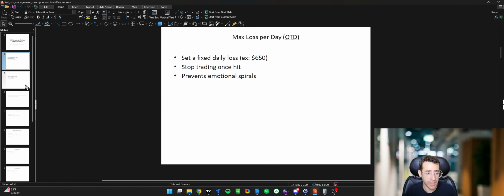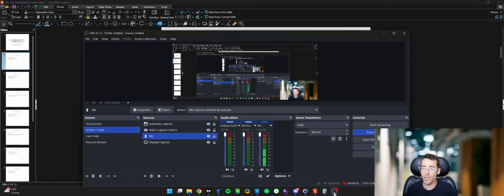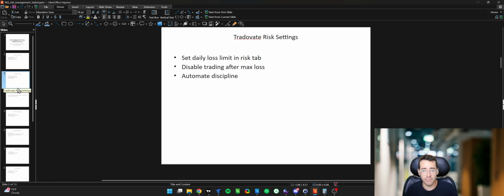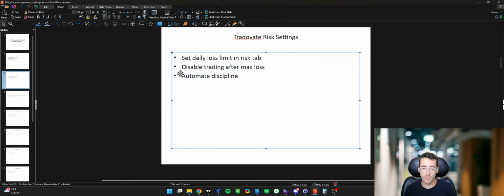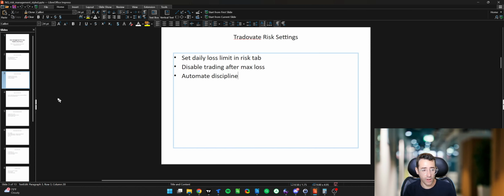So let's come back here. We talked about our max loss per day. Let me just make sure this is recording well. We have our Tradovate risk settings, so we just went over that. Set the daily loss in the risk tab, disable trading after max loss, and that way you automate the discipline. Same thing with the lockout feature. Let the program work for you.